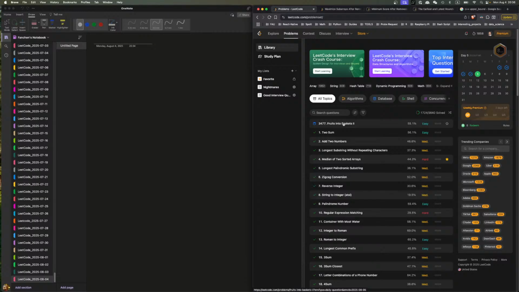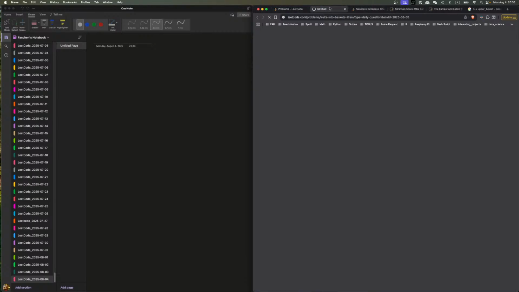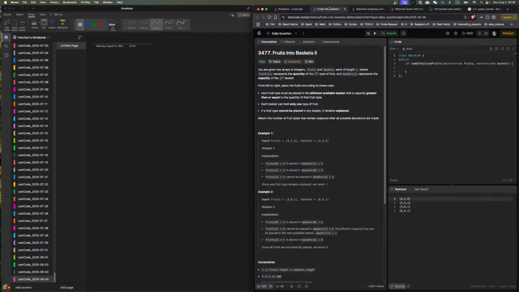Alright, let's get on to it. It's an easy problem today, so that's good news. Fruits into Baskets. We had Fruits into Baskets yesterday, and that one was a medium question, and this one is an easy question. Interesting. So I have two arrays of integers, fruits and baskets, each of length n, where fruits[i] represents the quantity of the ith type of fruit, and baskets[j] represents the capacity of the jth basket.